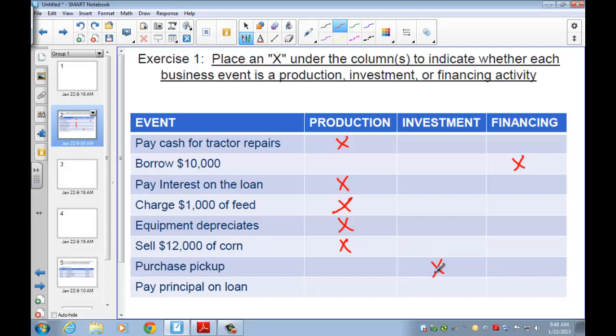And when you pay principal on the loan, the principal on the loan would be considered a financing activity.